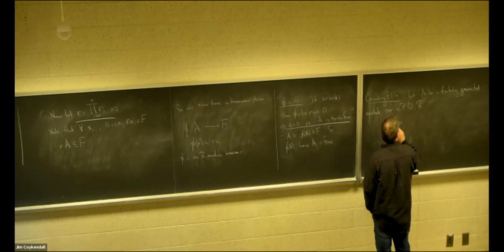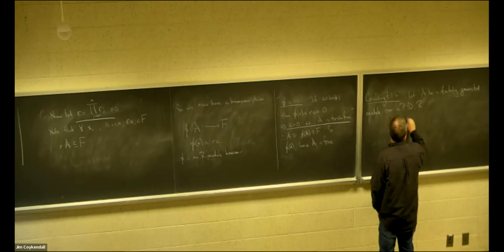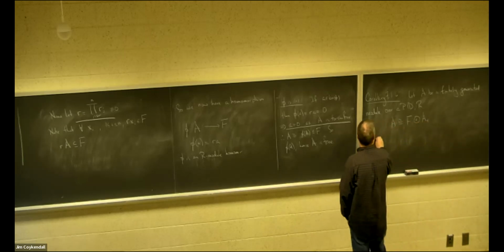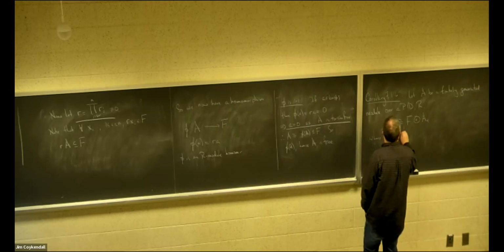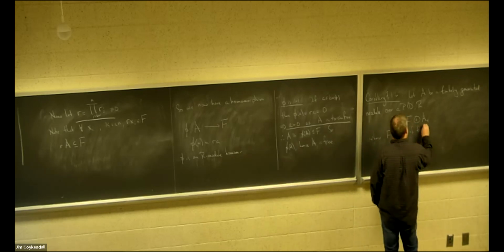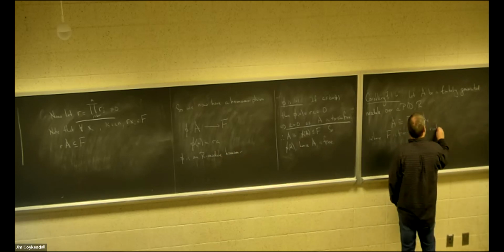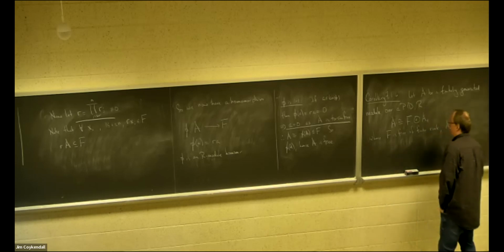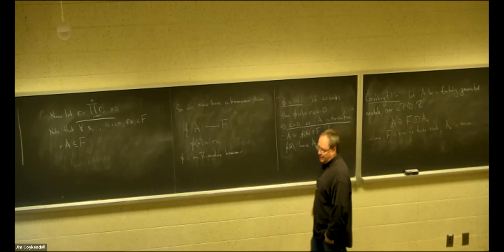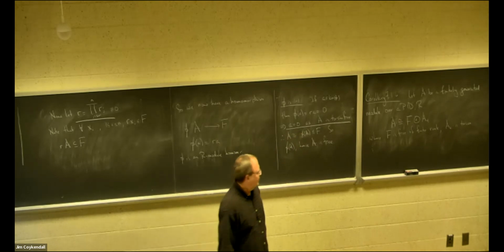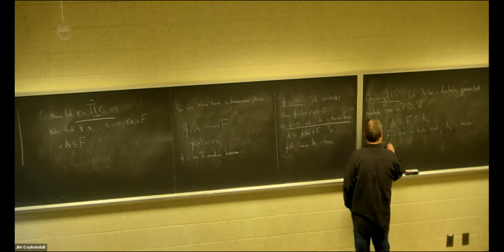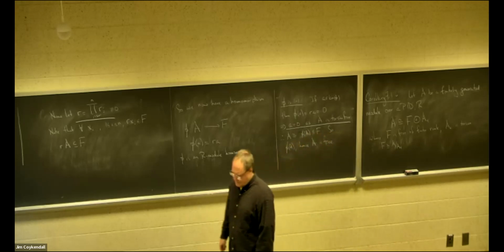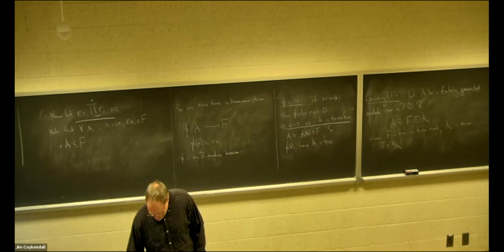Then A is isomorphic to F direct sum AT, where F is free or finite rather, AT is torsion, and F is isomorphic to A mod AT.